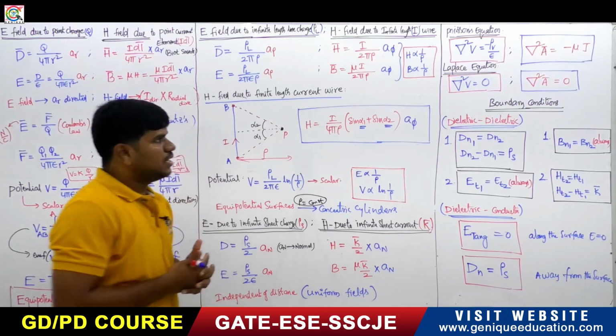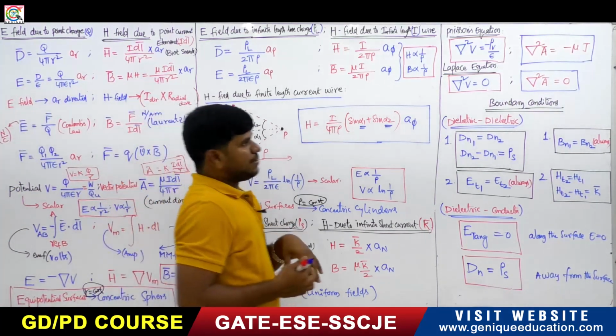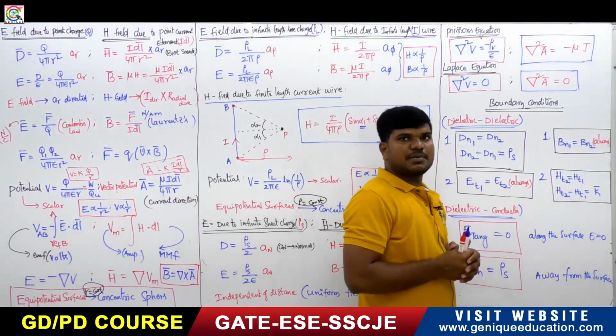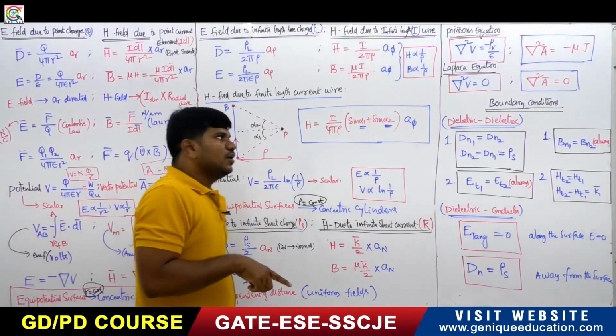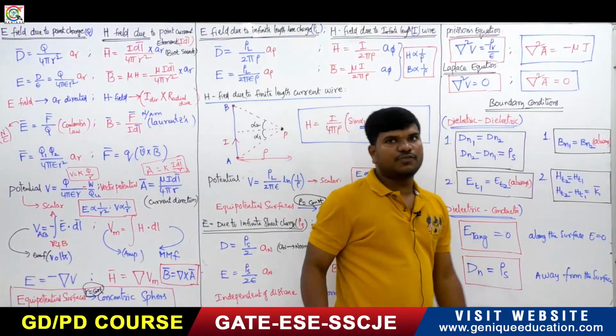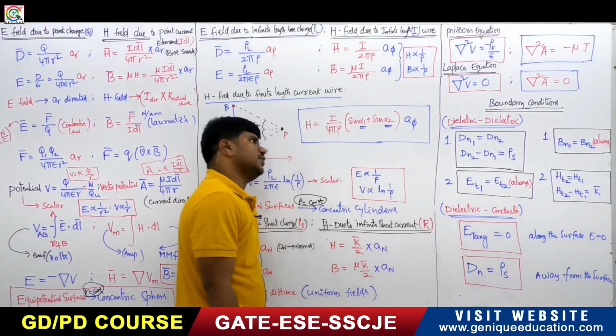So if you come to the boundary conditions, there are two types of boundary conditions: electric field boundary conditions and magnetic field boundary conditions. While considering the boundary conditions here, there are two kinds of interfaces we have to observe.